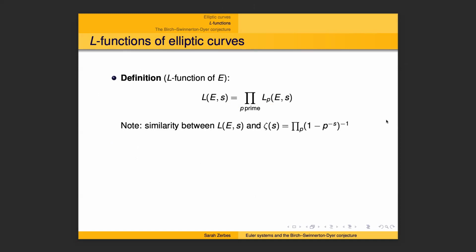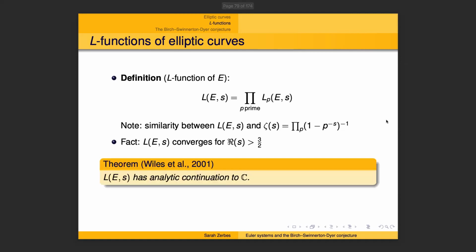Well, maybe this reminds you of the Riemann zeta function. Well spotted, that is not a coincidence. Okay. So the first question for such an infinite product is, does it actually converge anywhere? Well, the answer is yes. It follows from Hasse's inequality that the L function converges when the real part of S is greater than 3/2. And thanks to the work of Wiles and others, one can show that the L function has analytic continuation to all of the complex plane.